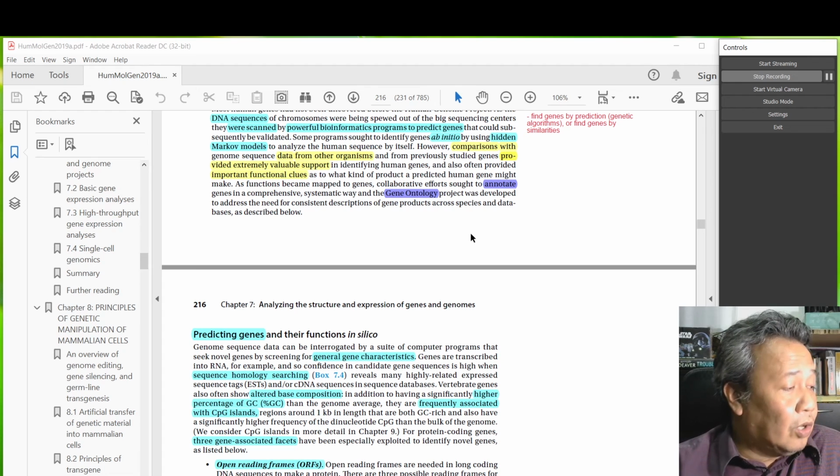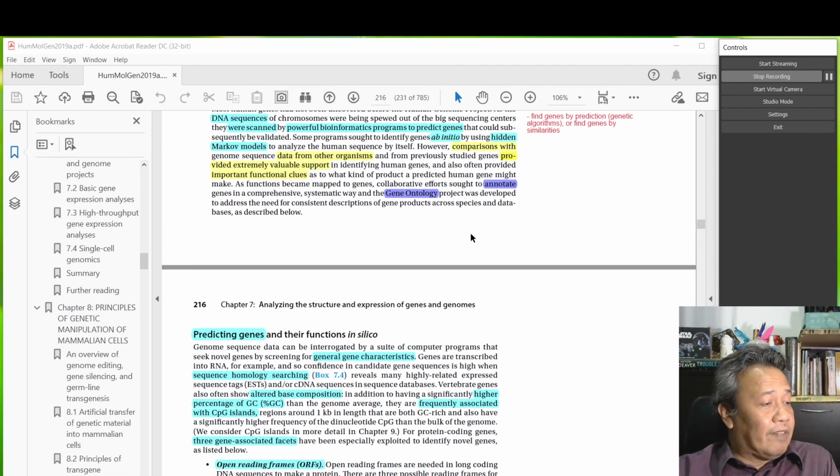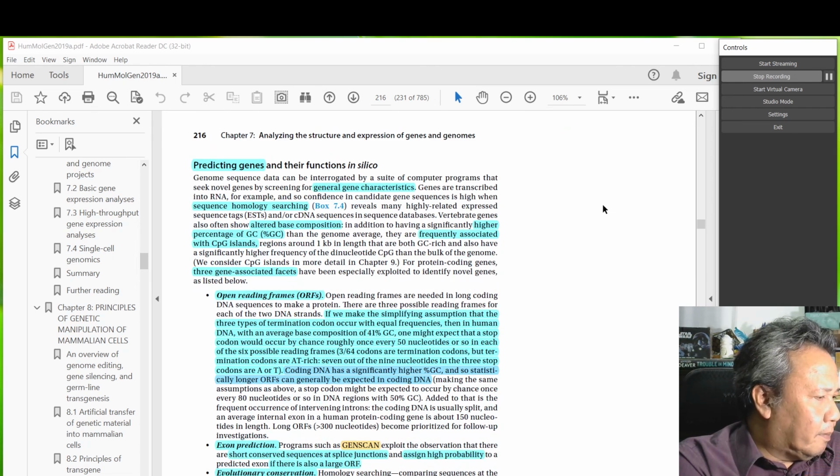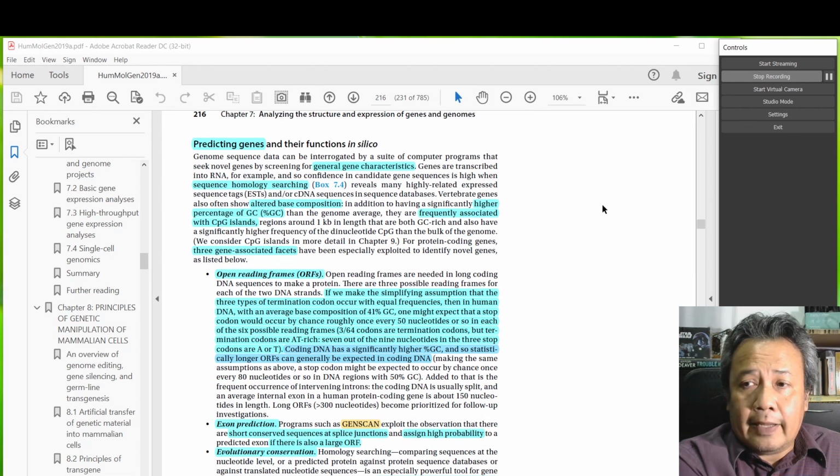And gene ontology. Okay, if you read the sentence, it says, as function became mapped to genes, collaborative efforts sought to annotate genes in a comprehensive, systematic way, and the Gene Ontology project was developed. So the GO. At the moment, if you do bioinformatics, you can't run away from doing GO, gene ontology. That means looking at the function of genes in a network. Okay. I think before I go on, I'll stop here, and I will see you again in the next video.